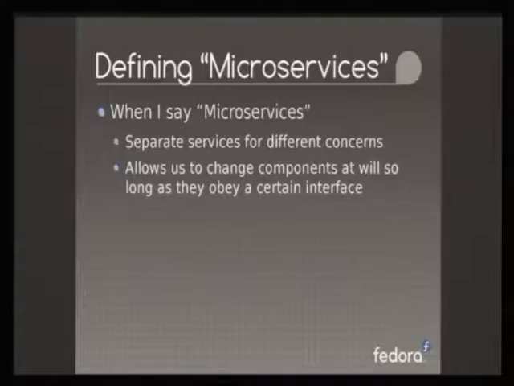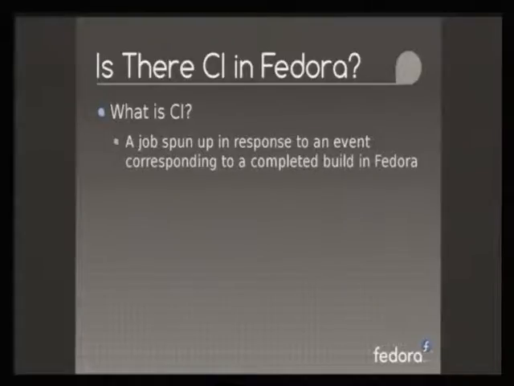So getting started, defining, and I purposely put that in quotes, microservices, because what we have isn't, they're probably more like mini services, but I think it's close enough, and it's a buzzword. So we basically have separate services for different concerns. There's a system that's only handling results. There's a system that's only responsible for listening for fed messages and triggering the different tests in response to things that go on in Fedora. So we can change the things around at will as long as the interface is behaved. So then you can ask the question, well, is there CI in Fedora?